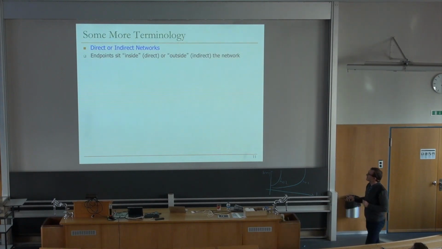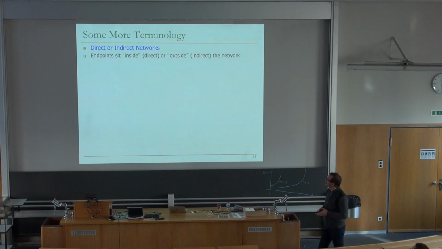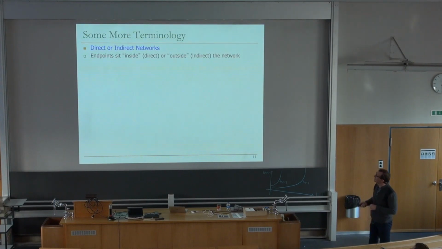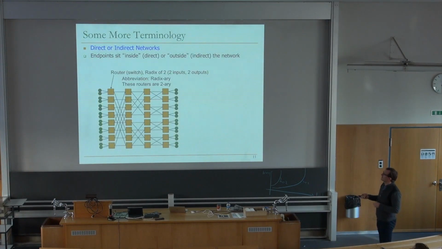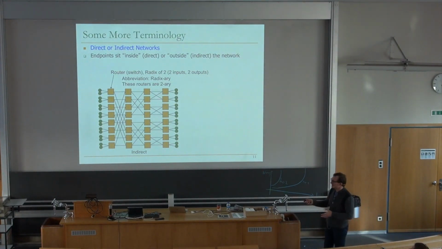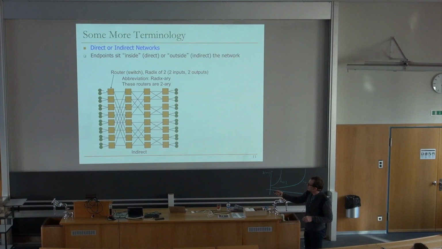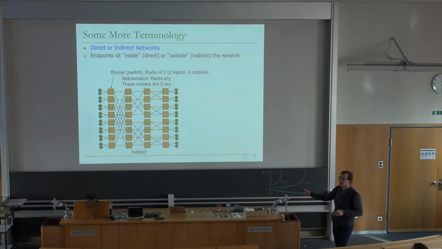Okay, some more terminology. Direct or indirect networks. You may not have seen this before. Basically, in direct networks, the endpoints, the receivers sit inside the network. In indirect networks, they sit outside the network. So this is an example of an indirect network. Basically, you want to communicate between, let's say, these endpoints and these endpoints. You can think of this, let's say, as processors communicating with some memory banks.